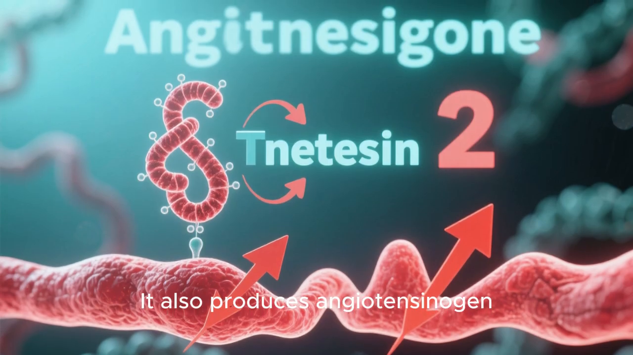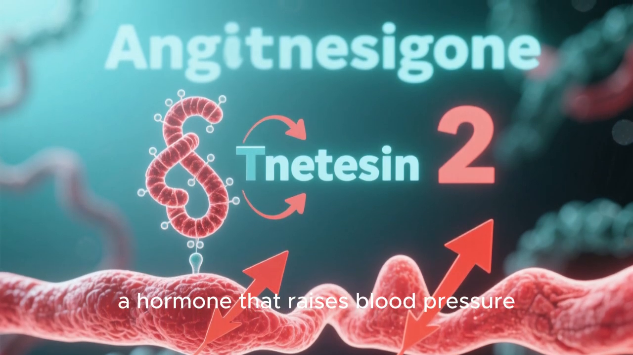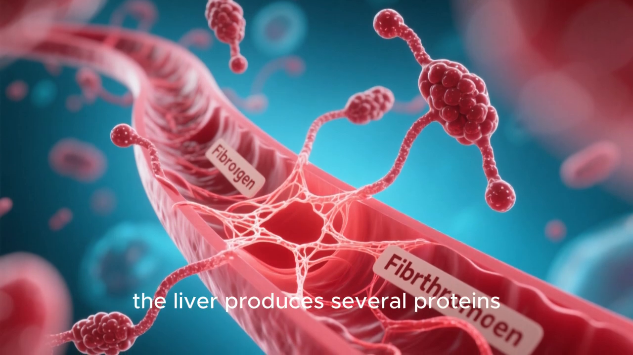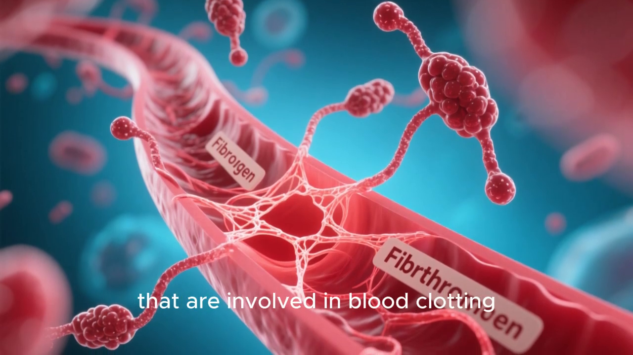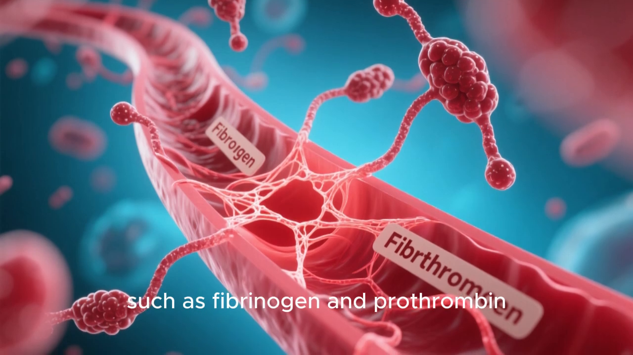It also produces angiotensinogen, which is a precursor to angiotensin II, a hormone that raises blood pressure. Finally, the liver produces several proteins that are involved in blood clotting, such as fibrinogen and prothrombin.